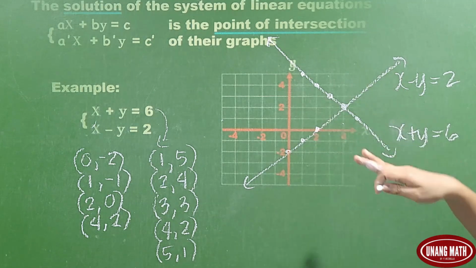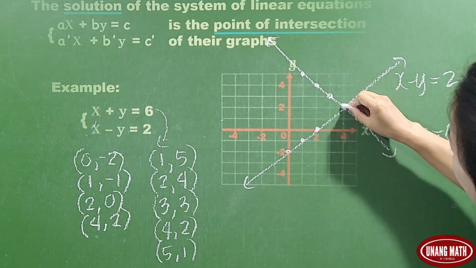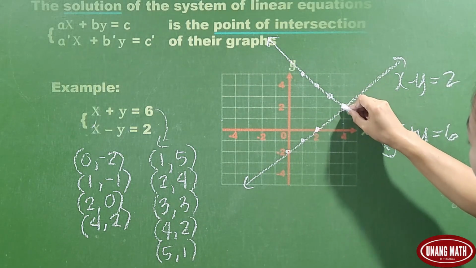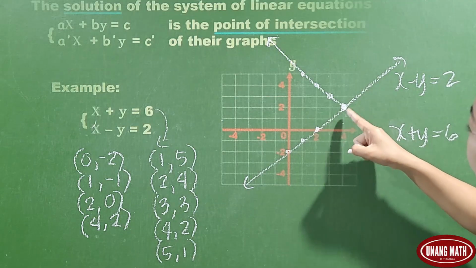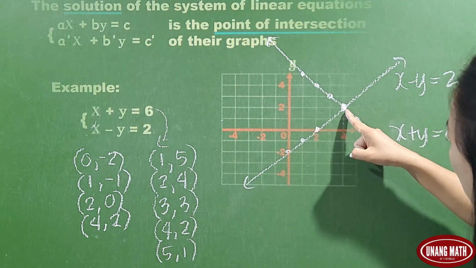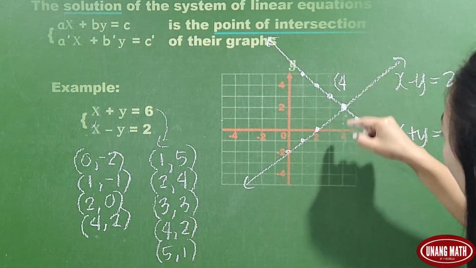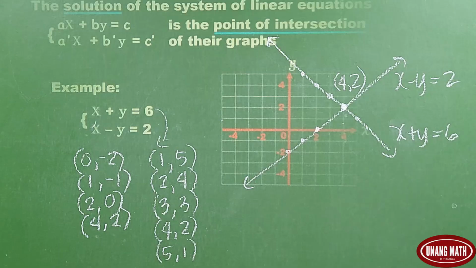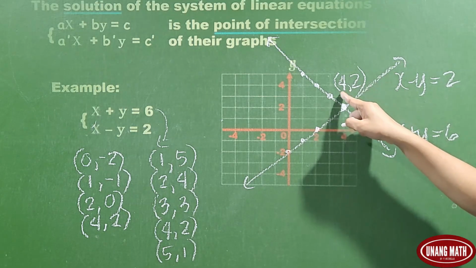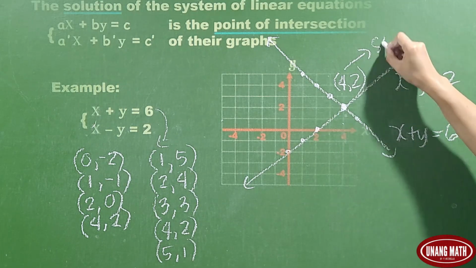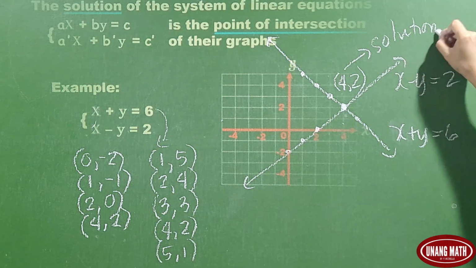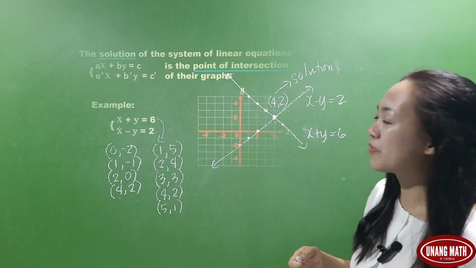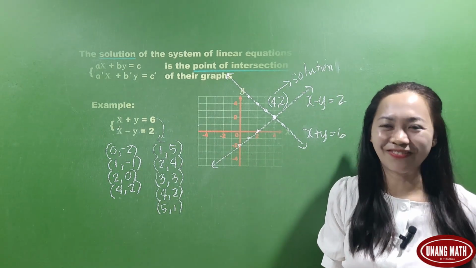Okay, by looking at these graphs, we can see that the point of intersection of these two graphs is this point. And the coordinates of this point are 4 for the x coordinate and 2 for the y coordinate. So 4, 2, this is now the solution to this system of linear equations.